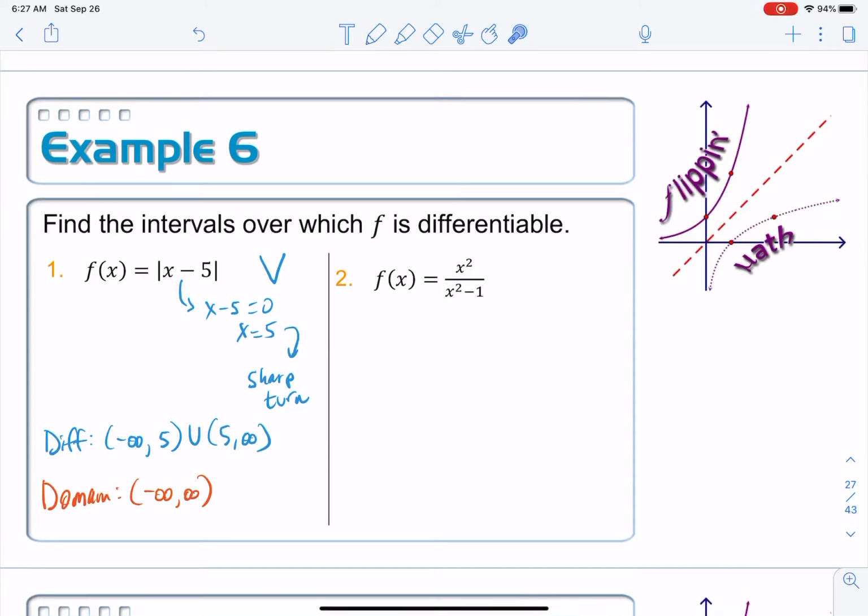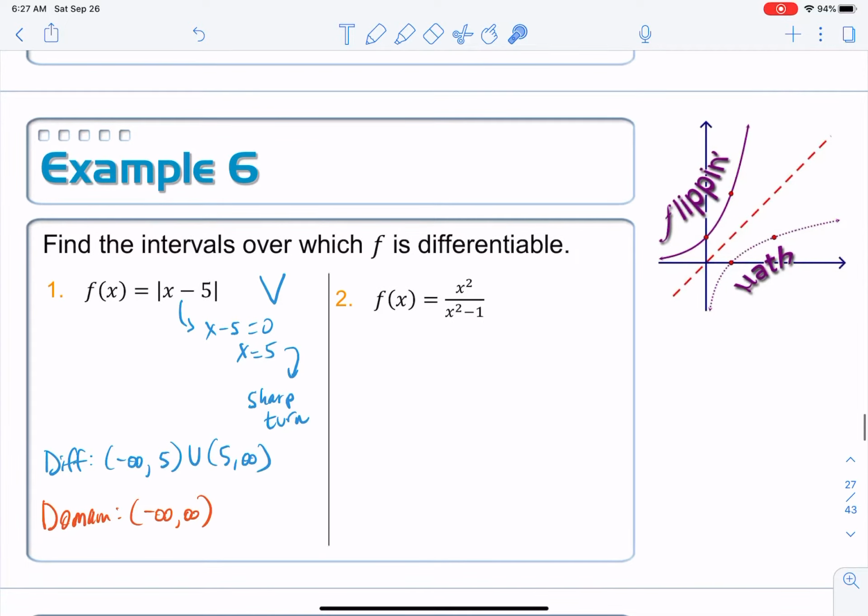So if we compare these two sets, where it's differentiable and its domain, you can see that we left out a point on where it's differentiable. At the very beginning of this lesson, when we were talking about the domain for a derivative graph, I said that it's always a subset of the domain because there are certain points in the original domain where the derivative may not exist. Where can that happen? Well, on this one, it was a sharp turn.